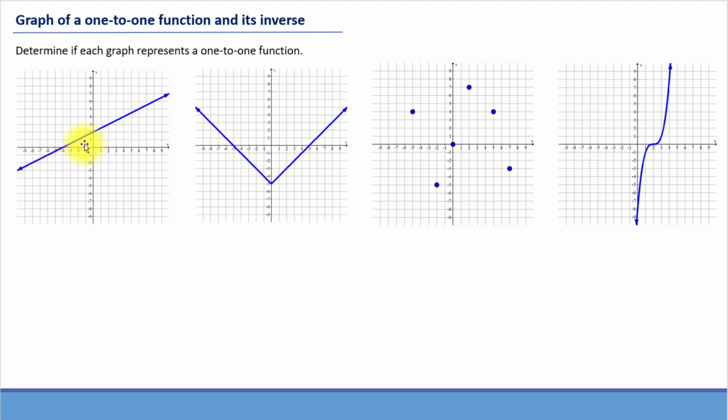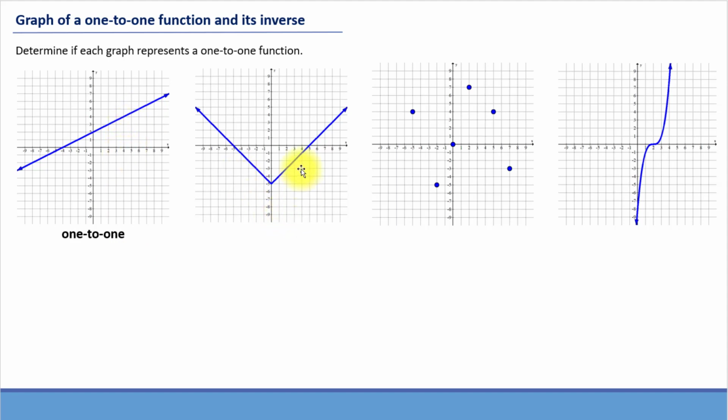First, we have the graph of this linear function. And remember, outputs are represented by y-coordinates of points on this graph. Well, no matter what y-coordinate we choose, we can only find one point with that y-coordinate on the graph. This means that for every output, there's only one corresponding input. So this graph represents a one-to-one function.